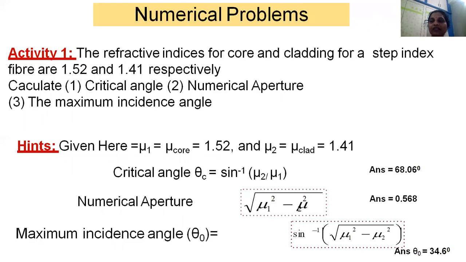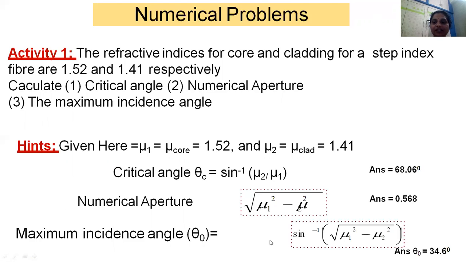So we have discussed the attenuations in optical fibers. Attenuations are mainly due to absorption, scattering, and chromatic aberrations. And the next topic is basic problems based on the formulas that we have calculated. The problems are mainly about calculating the numerical aperture. Here the refractive indices of core and cladding are given and we have to calculate the numerical aperture.